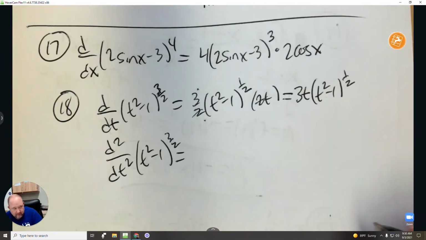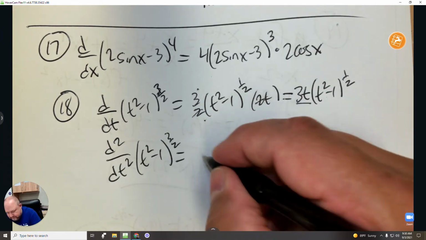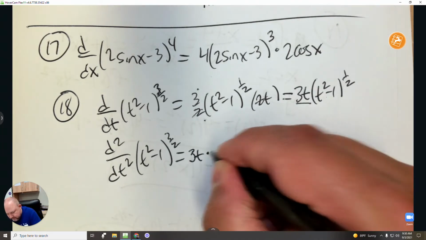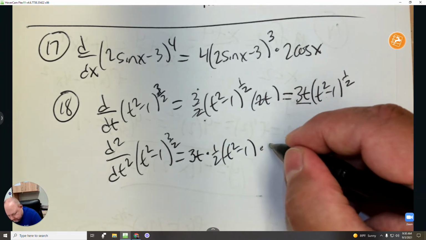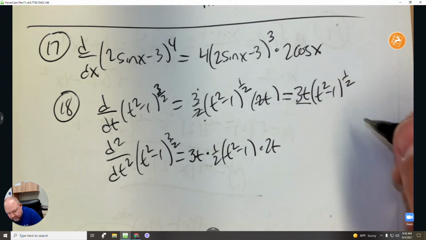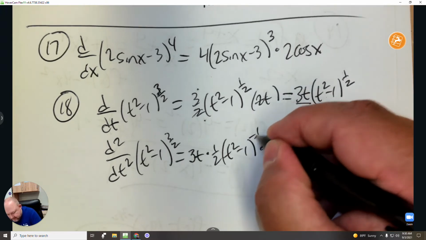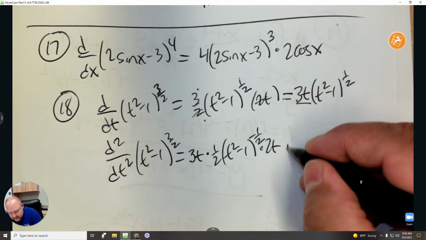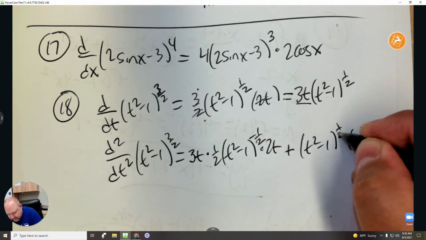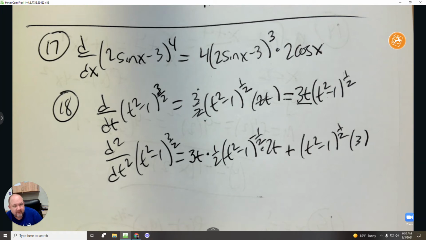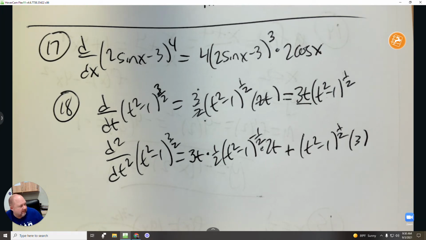And I have to use the product rule. The first times the derivative of the second, and subtract 1, it'd be negative 1/2, plus the second times the derivative of the first. So the product rule, and there's a chain in there too.